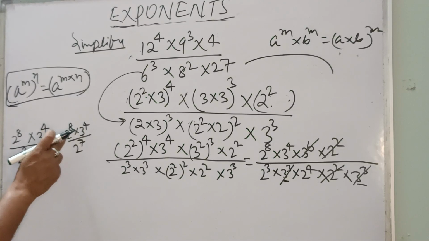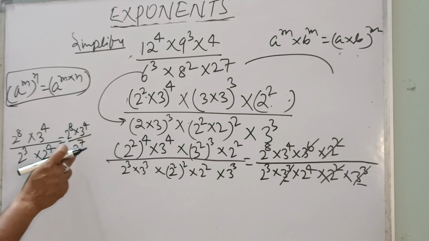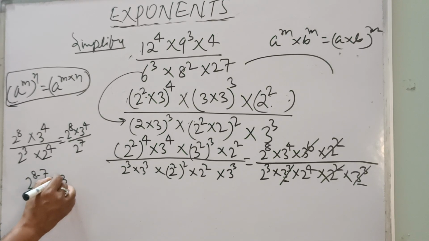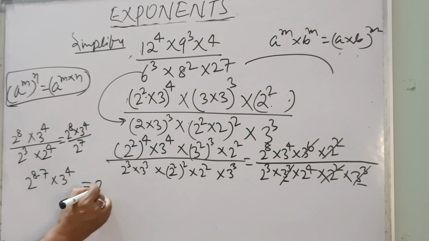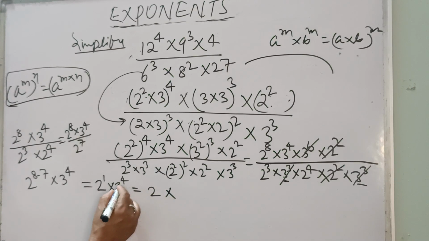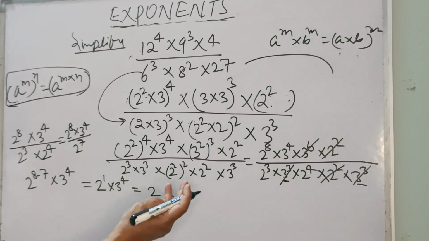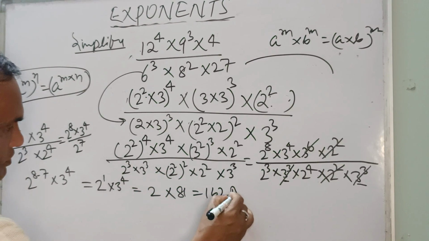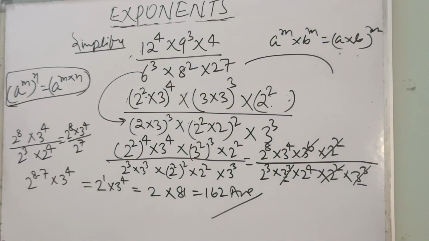Again this is in multiplication form. 2 to the power 8, 2 to the power 7, base is the same. So we'll write 2 to the power 8 minus 7 into 3 to the power 4. So the answer is 2 to the power 1 and 3 to the power 4. What answer can we get? If you multiply 3 four times, 3 3s are 9, 3 9s are 27, 3 27s are 81. So the answer is 162. This is the correct answer.